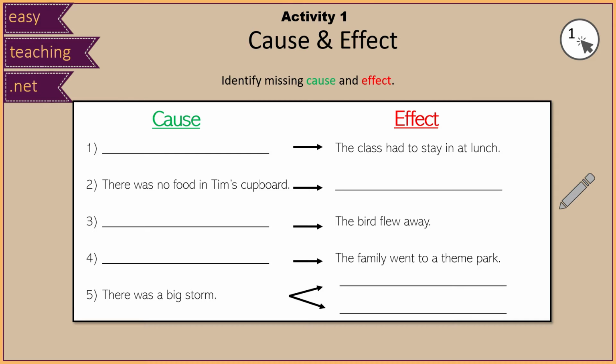For example, the first is missing a cause. Your job will be to think of what might have caused this effect. The second has a cause but no effect. You'll need to think of what the effect might have been and write it in. There is more than one possible answer for these questions. Notice that for the last one, you need to give more than one effect.